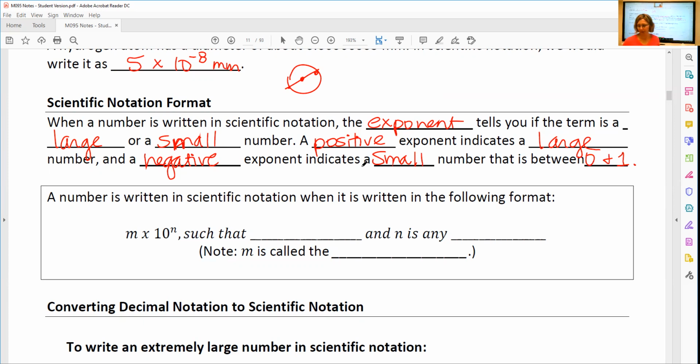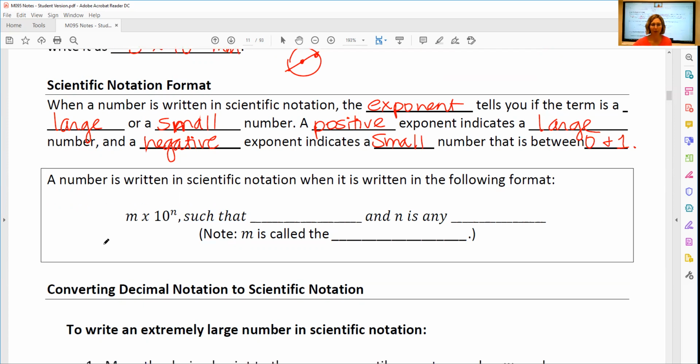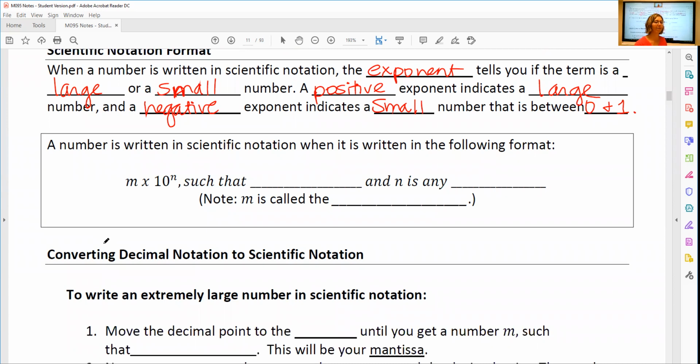So we have just our definition here of how we're going to write it. A number is written in scientific notation when it is written in the following format: m times 10 to the n, such that m is greater than or equal to 1 and less than 10. So 1 is less than or equal to m, which is less than 10, and n is any integer.